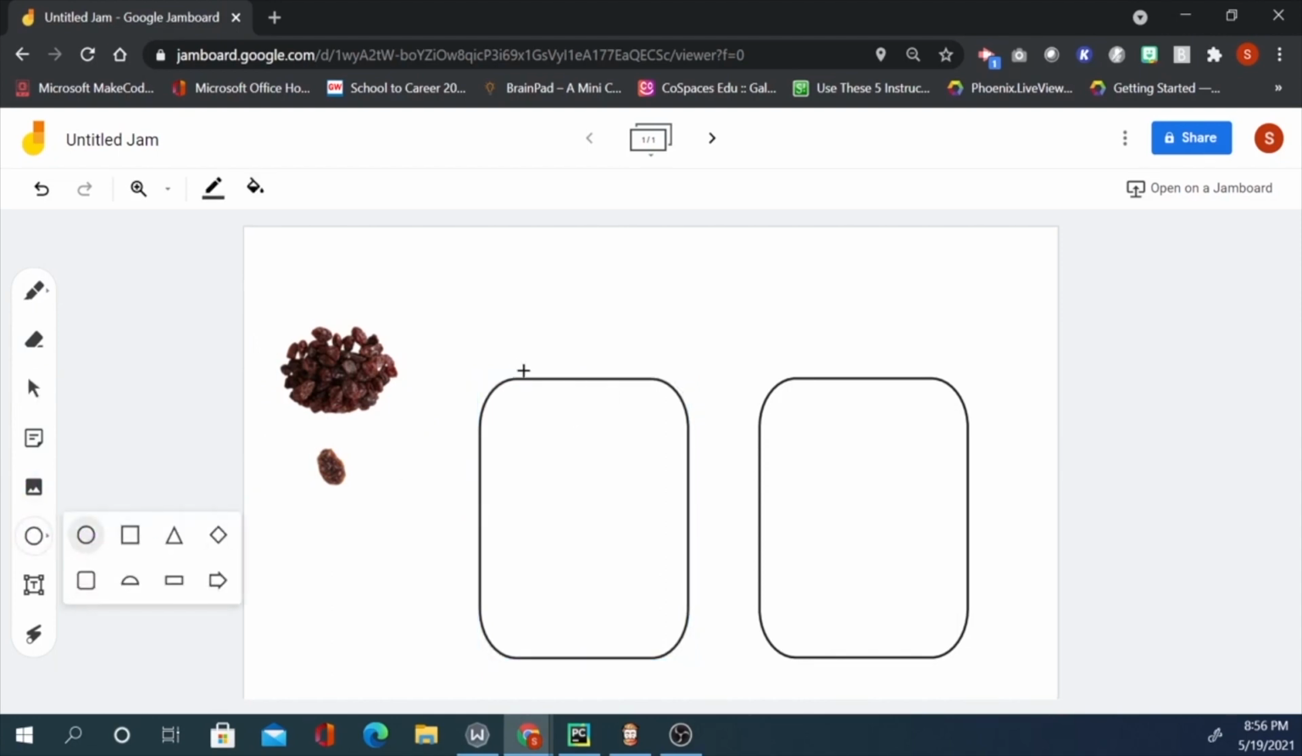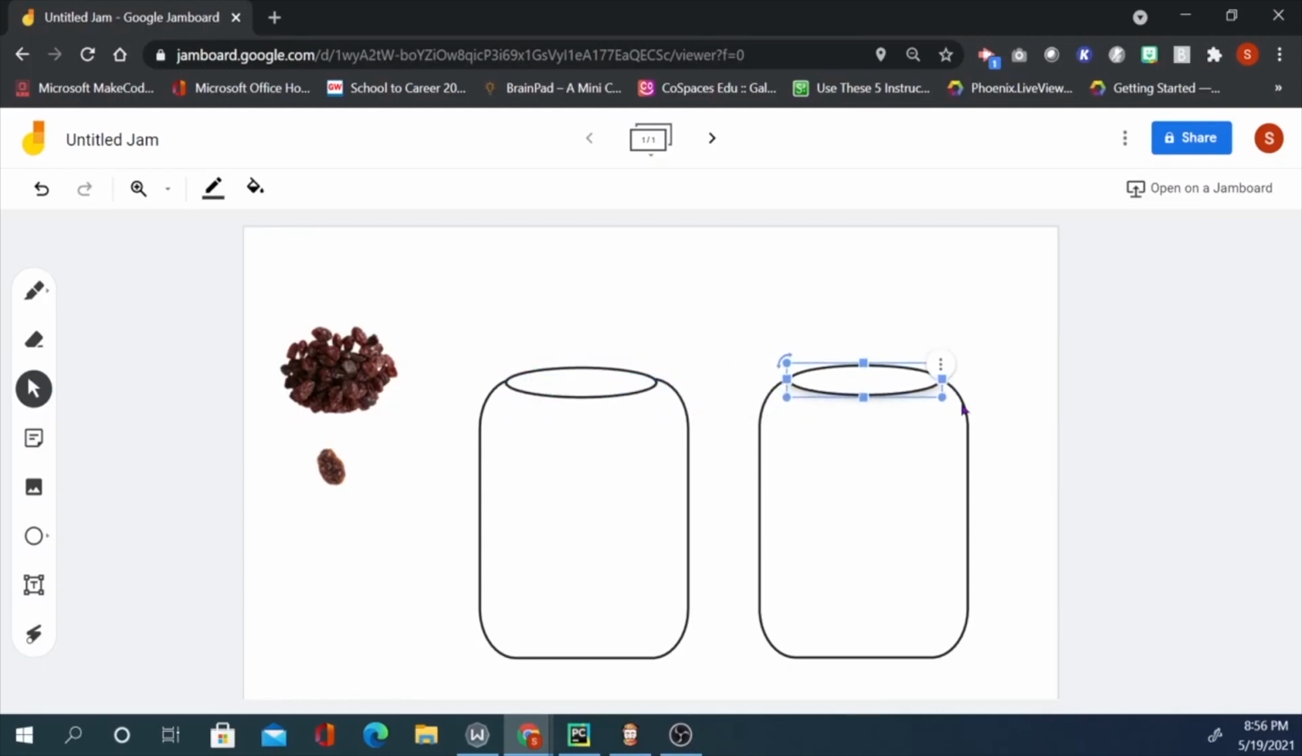And I need a round part at the top for an opening. That'll work. All right. And since this is an illustration, actually since this is documentation, because we're documenting what we saw, let's go ahead and label each jar so that we know the contents of the jar. So this one will be water. And we'll make this one Sprite.